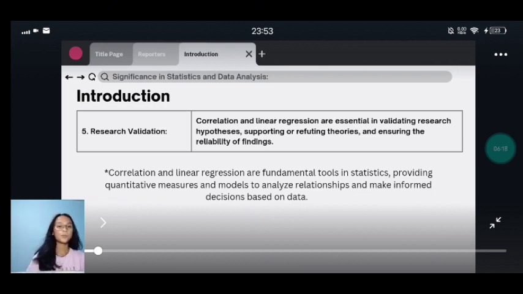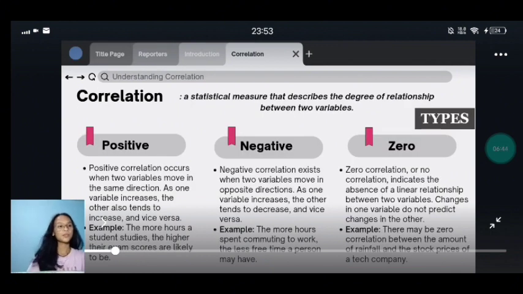So correlation and linear regression are fundamental tools in statistics providing quantitative measures and models to analyze relationships and make informed decisions based on data. So, dili kita magbuot, dapat kita musunod sa process so that reliable ang atong mga papers and data. So, next we will move on to understanding correlation more.